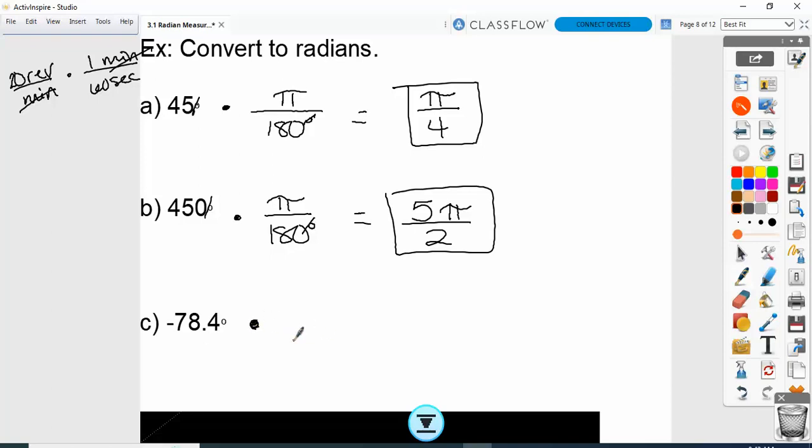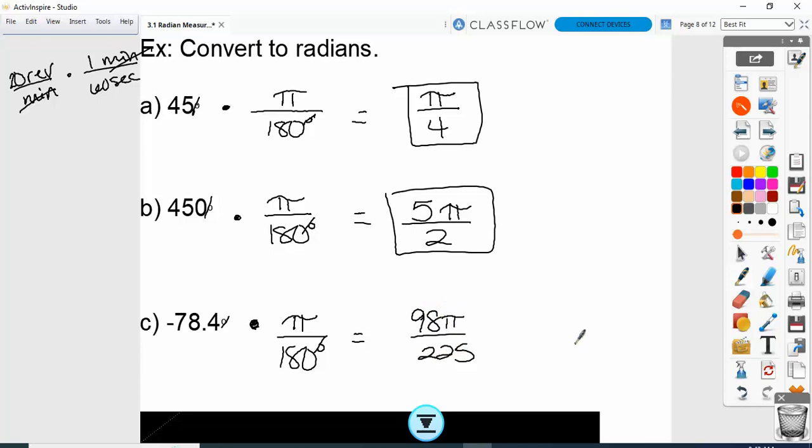And it doesn't matter if I give you decimals, if I give you positives, negatives, we do the same thing. So negative 78.4 degrees multiplied by the pi over 180. So those degrees cancel. So we have 78.4 over 180. And that one gives me 98 pi over 225.